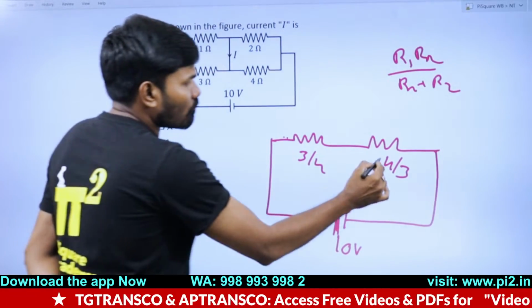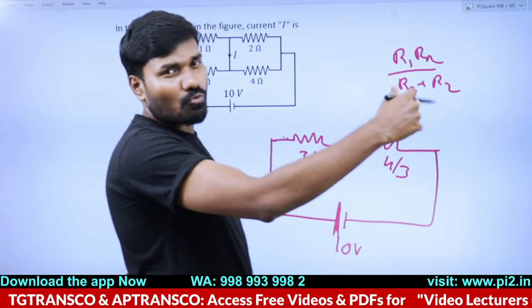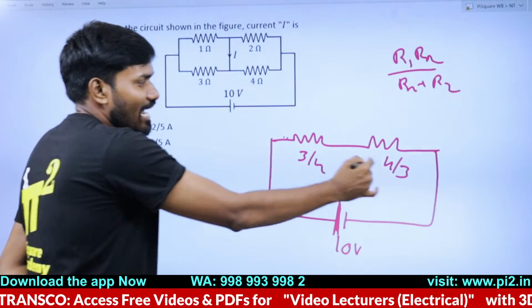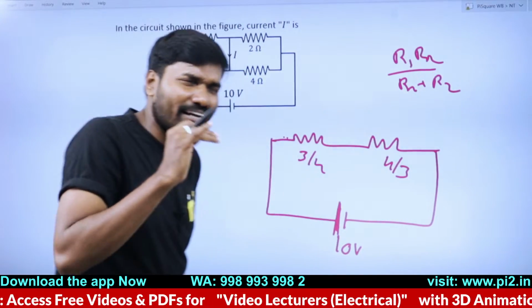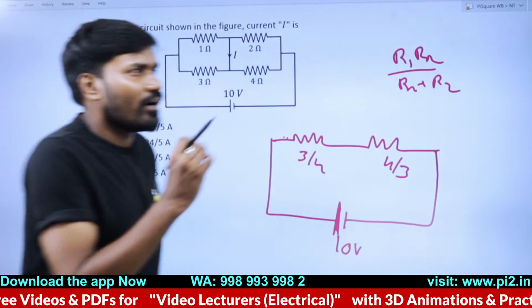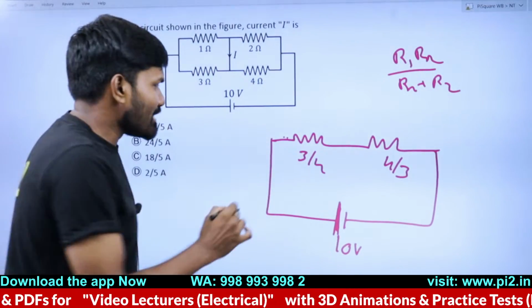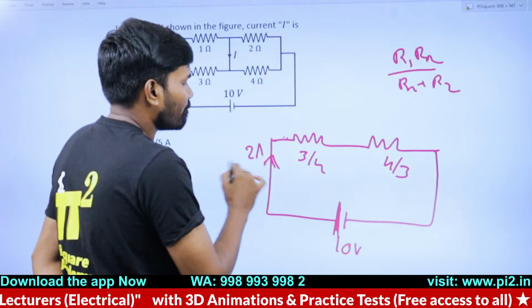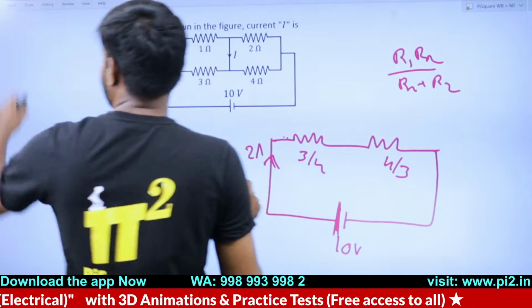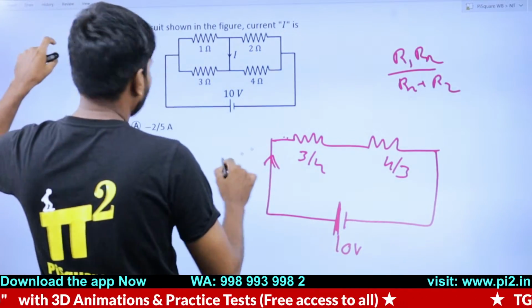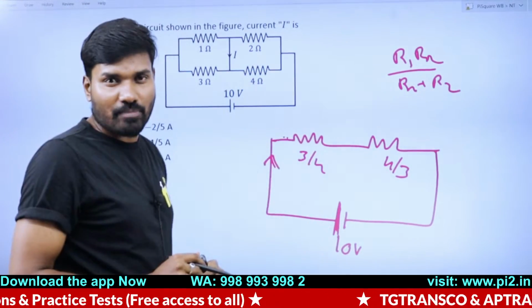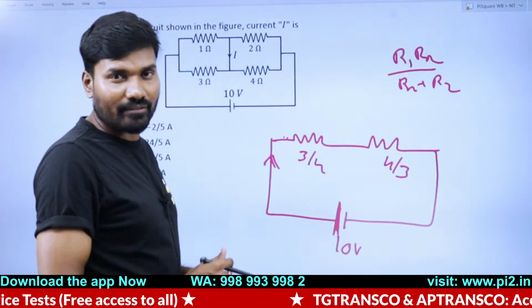So now, coming to this 3 by 4 and 4 by 3. 4 by 3 is something close to 1 point something. And 3 by 4, if I just add these two up, I don't want exact decimals. I can say it is something close to 2 ohms maybe. This total is 2 ohms. Approximately, I'm just making the numbers.